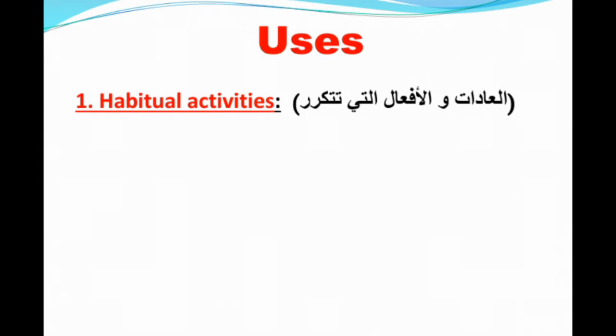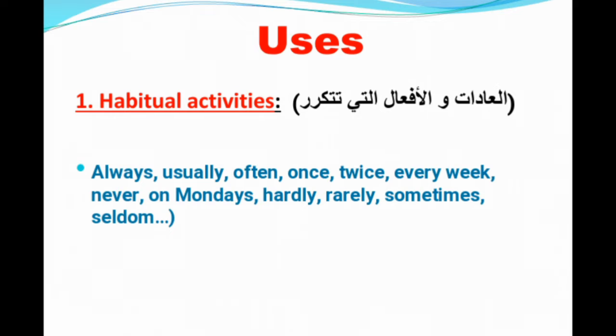First use: habitual activities, الأفعال التي تتكرر. هذه الكلمات التي يمكن أن نجدها في أي جملة عادات أو أفعال تتكرر. The first one: always, دائما. Usually, عادة. Often, غالبا. Once, يعني مرة. Twice, مرتين. Every week, كل أسبوع. When we find every with some other word, it's present tense. Every week, every month, every day. Never, أبدا. On Mondays, أيام اثنين.